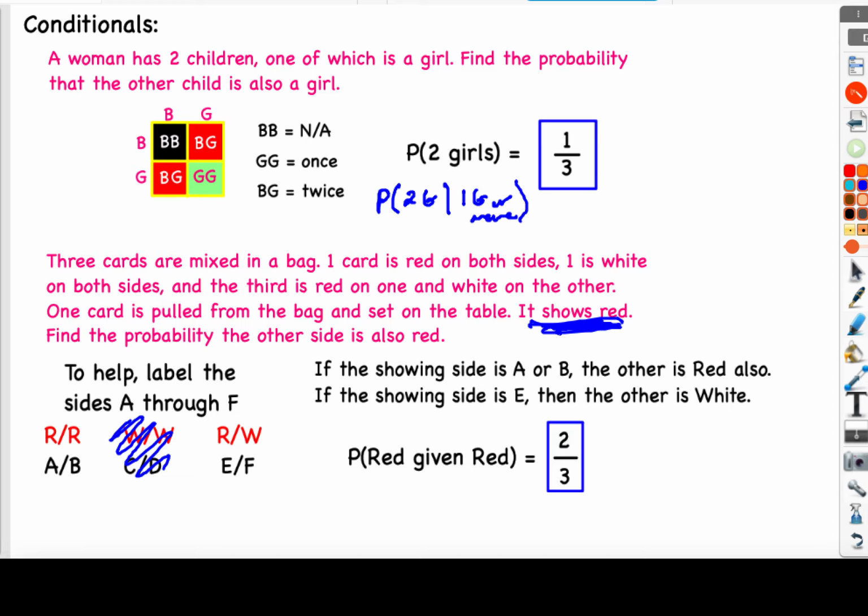So now we have to say, okay, well, that means there's 3 scenarios. 2 of those scenarios have the red card showing. So again, 2 out of 3 things. We want one of the 2 reds that has the other red on the other side. We don't want the third scenario where it's red and white. What do we want versus what could happen? I hope that helps you think about those conditionals.